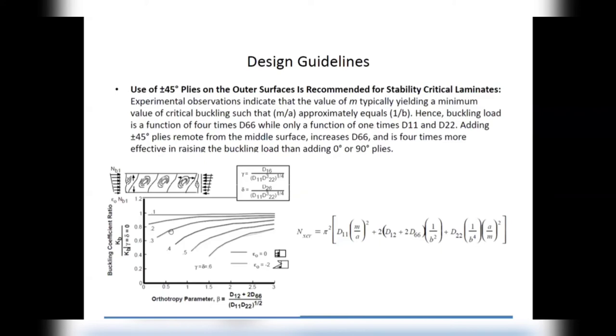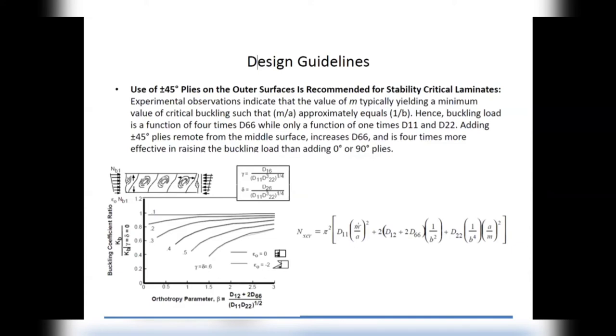Another thing that has been discussed extensively in the literature, and I invite you to pause the video and look for some research in this arena, is the understanding that adding plus minus 45 degree plies on the outer surfaces can increase stability of critical laminates. So it is something to consider. Experimental observations indicate that the value of M, which is the M that goes into the buckling equation, is an integer. If you recall, we talked about the Navier solution using energy methods, and we solved some buckling problems with the Navier solution, and M was a parameter in the approximation, in the sine series.